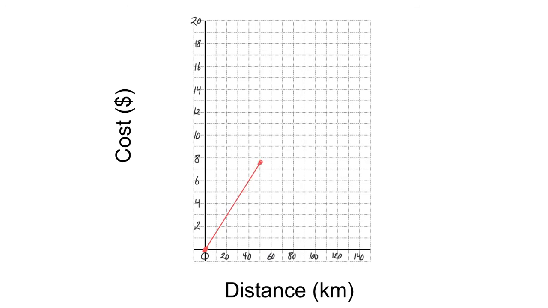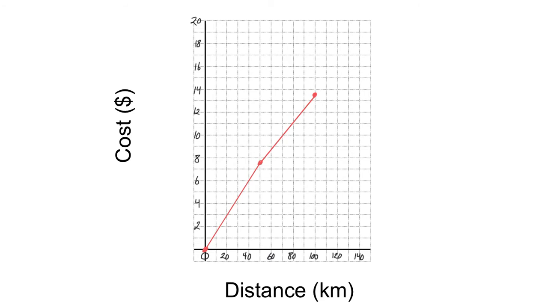Now for the next 50 kilometers, you're getting charged 12 cents per kilometer. 12 cents per kilometer for the next 50 kilometers, 0.12 times 50, that's $6 more. So at 100 kilometers, I'm getting charged $6 more than I was at 50 kilometers. You can see I'm increasing by a constant rate of change. It's just not as much as the first 50 kilometers.